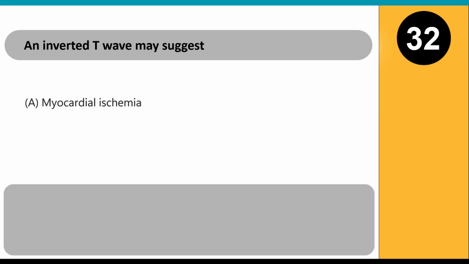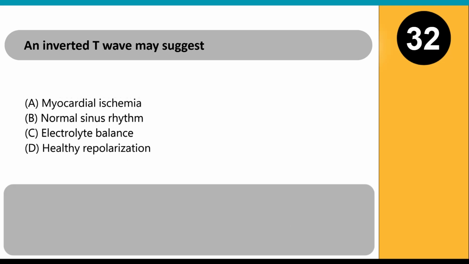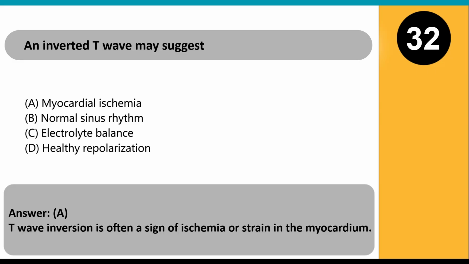An inverted T wave may suggest: A. Myocardial ischemia. B. Normal sinus rhythm. C. Electrolyte balance. D. Healthy repolarization. Answer A. T wave inversion is often a sign of ischemia or strain in the myocardium.